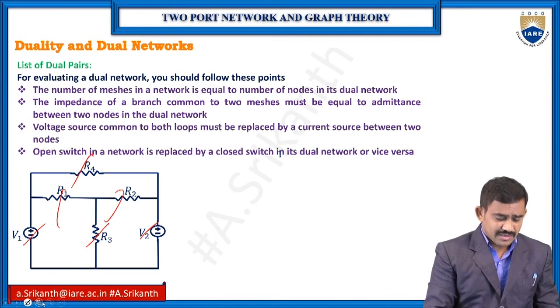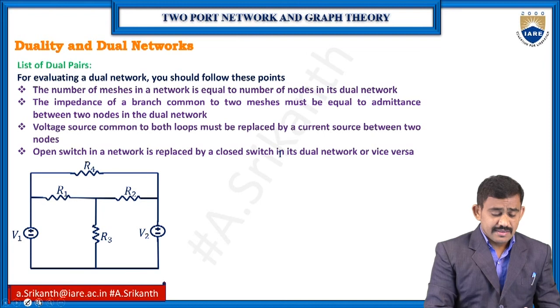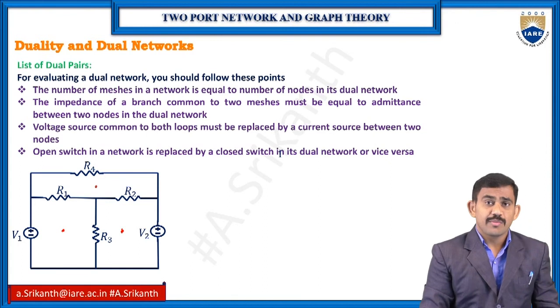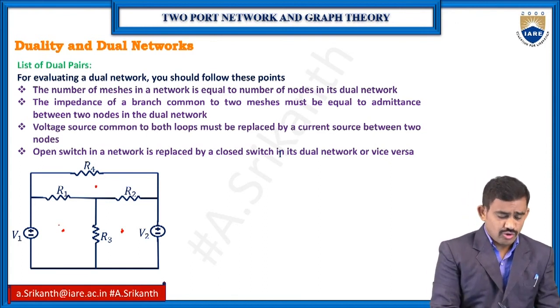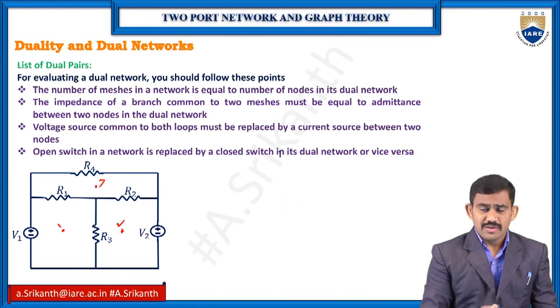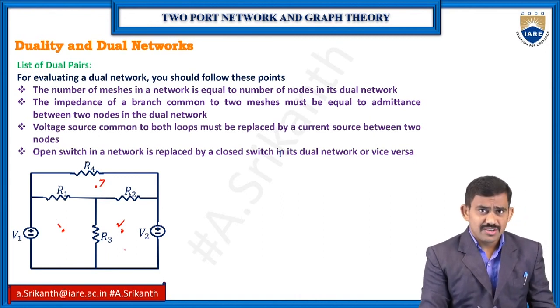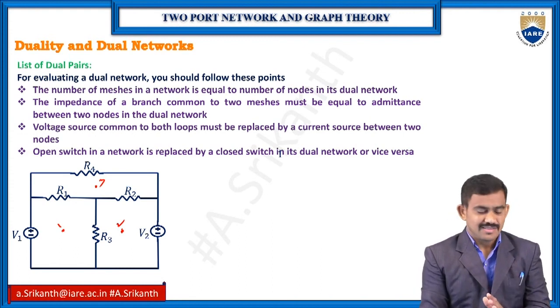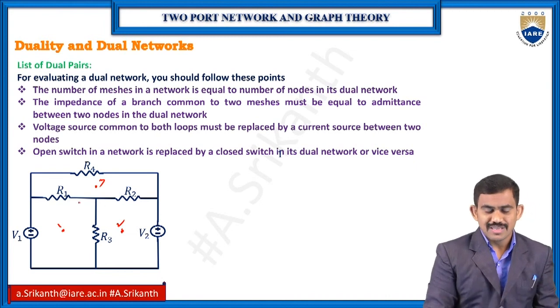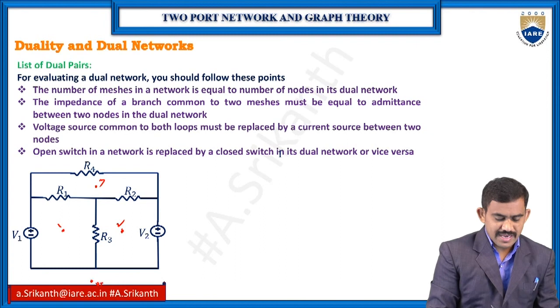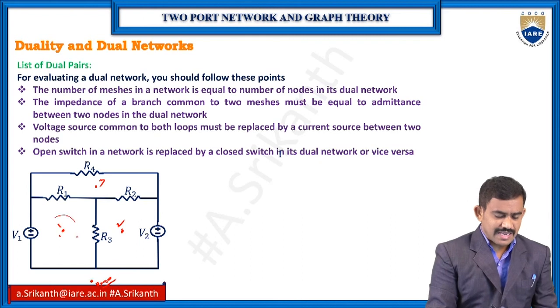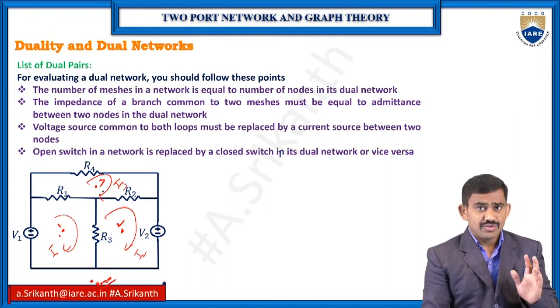For this dual network, we have a few conditions. First of all, we need to mention the loops. How many loops do we have? For this circuit, I have 3 loops: loop 1, loop 2, loop 3. For 3 loops, convert into nodes. Loop current means node voltage. So 3 loops means 3 nodes, and I require one reference node also, where VR equals 0. So V1, V2 and V3. Actually here we have I1, I2 and I3, but converted into nodes.